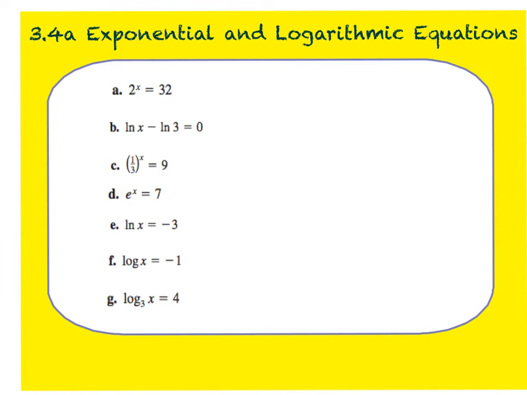3.4a, exponential and logarithmic. All right, so let's go. 2 to the power of x is equal to 32. What's x? 5. This next one, I have natural log of x minus natural log of 3 is equal to 0. What's x? 3. This next one, I have 1/3 to the power of x is equal to 9.